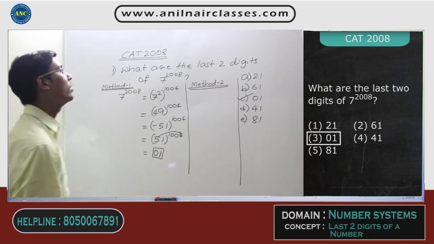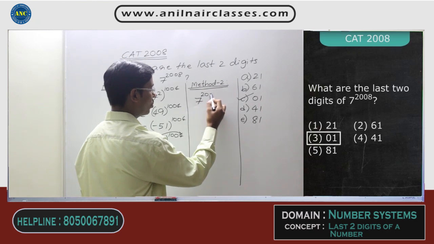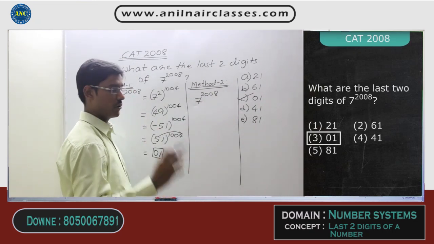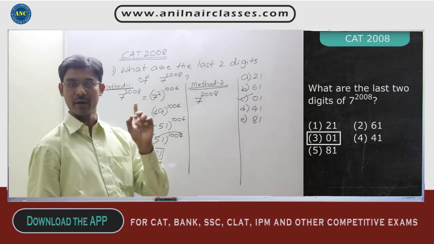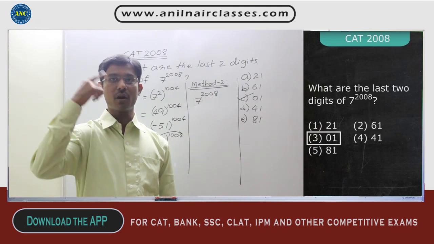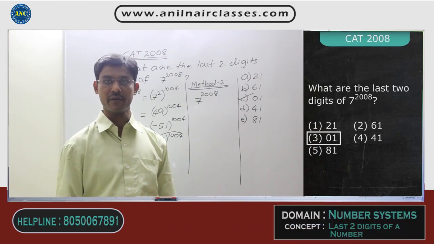What are the last two digits of 7 power 2008? Now I need to find the last two digits of 7 power 2008. Now you take any number of your choice, make the power an even number. That number will become a perfect square. For example, 3 power 4. 4 is an even number. 3 power 4 is 81. 81 is a perfect square.